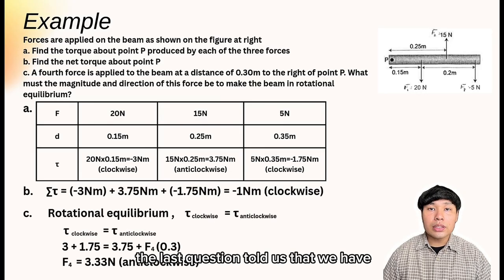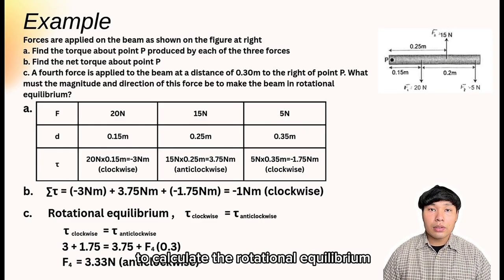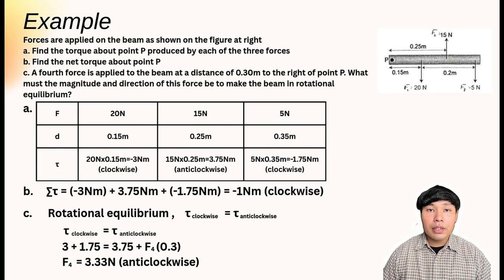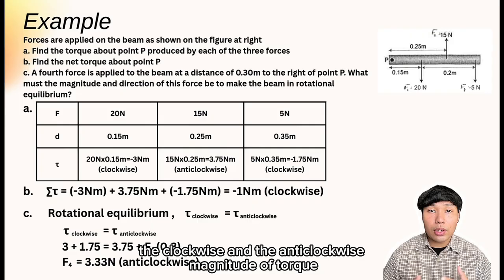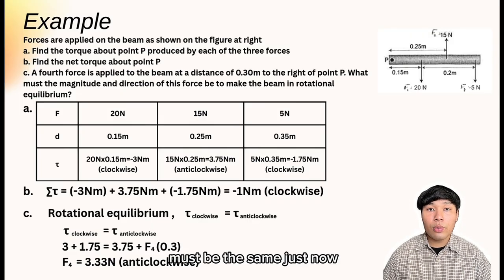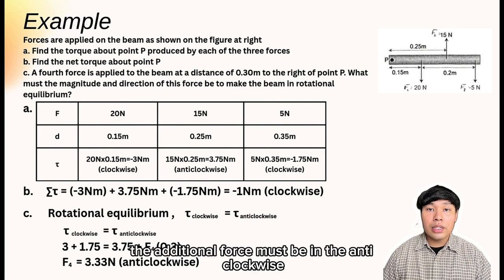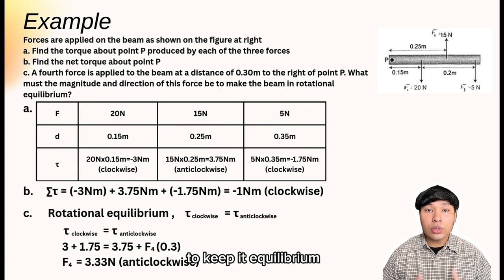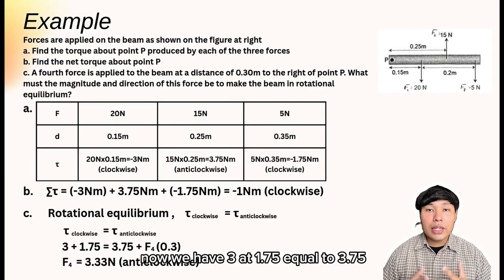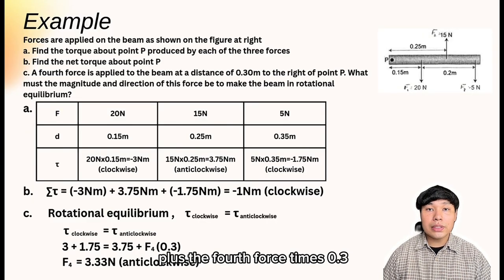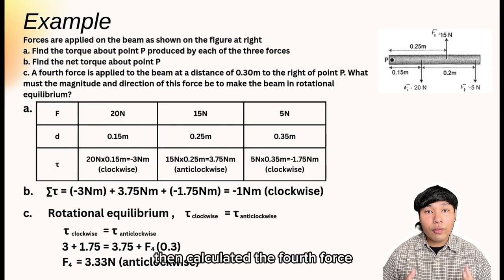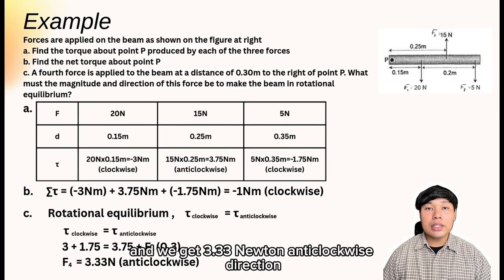The last question tells us that we have a new force applied on the beam to ensure it is in equilibrium. To calculate the rotational equilibrium, the clockwise and the anti-clockwise magnitudes of torque must be the same. Just now, we knew that the beam is rotating in the clockwise direction, so the additional force must be anti-clockwise to keep it in equilibrium. Now we have 3 plus 1.75 equal to 3.75 plus the fourth force times 0.3. Then we calculate the fourth force and we get 3.33 newtons in the anti-clockwise direction.